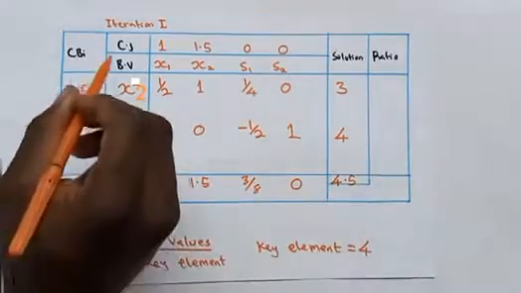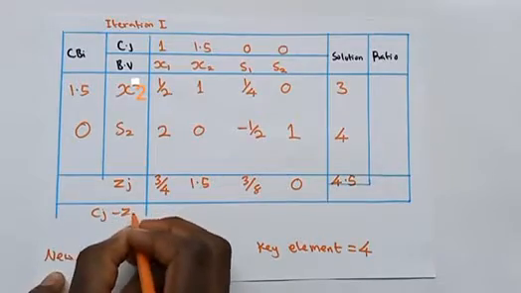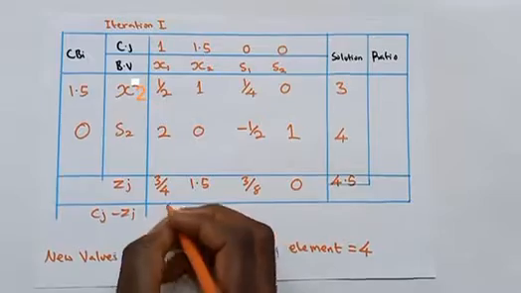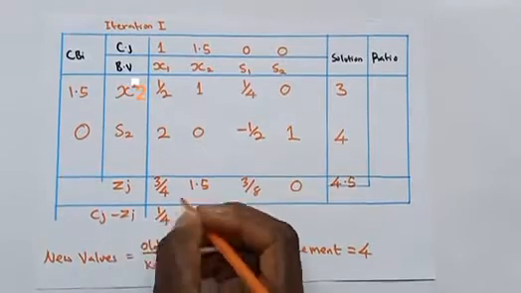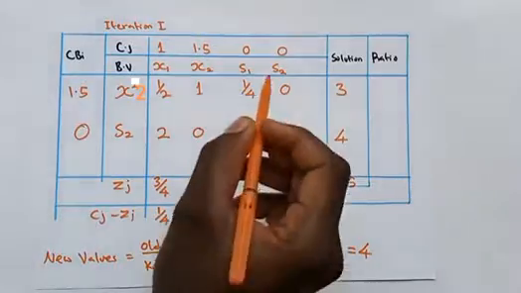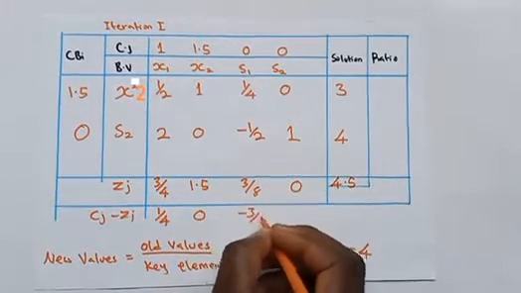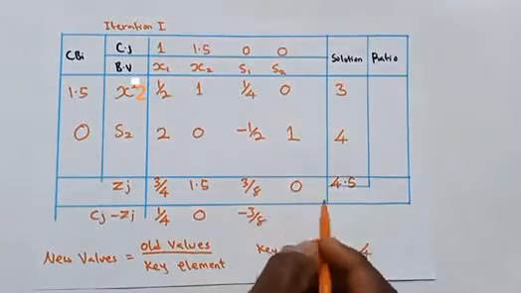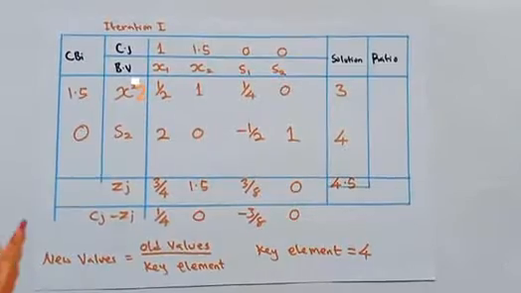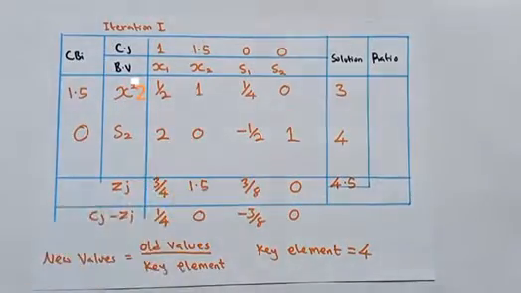Then the next thing to do is Cj minus Zj. So for Cj minus Zj, 1 minus 3 over 4 gives us what? 1 over 4. 1.5 minus 1.5 gives us what? 0. 0 minus 3 over 8 gives us what? Minus 3 over 8. And 0 minus 0 gives us what? 0. At this point, we now do the optimality test to check whether we have reached the optimal condition.